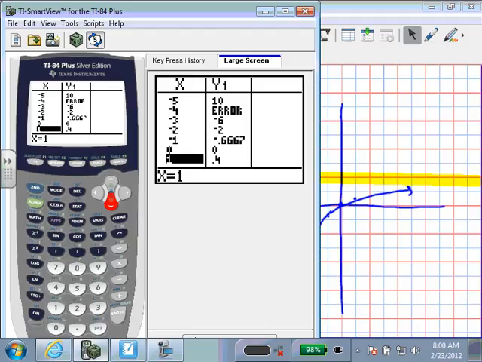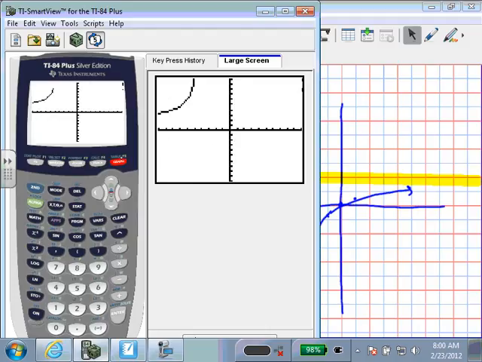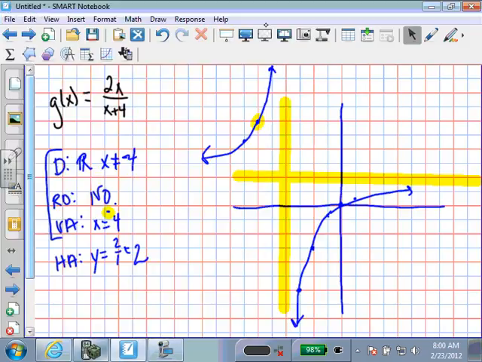Once I've done my graph, I can take a look at the graph, and it confirms what I have drawn. But I would not suggest looking at the graph before you plot some points. If you use your calculator to get points, I would like you to include the table of values with your work.